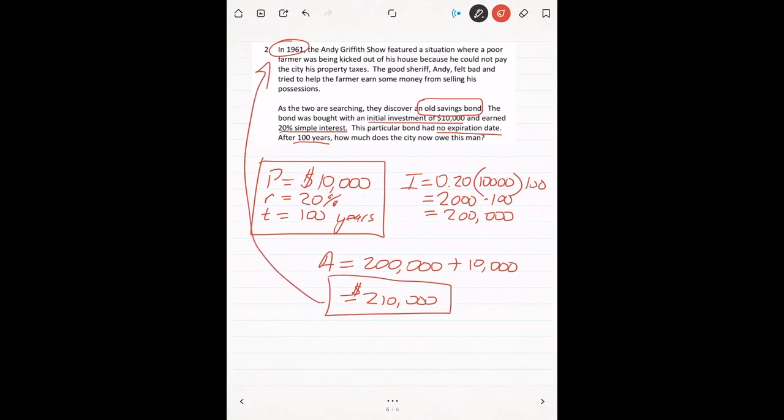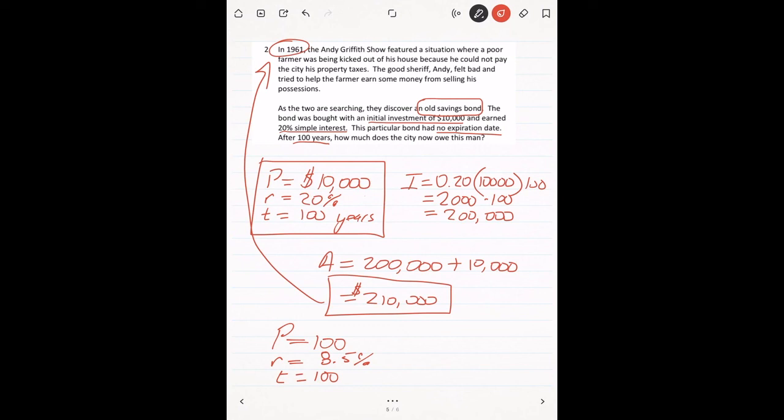If you watch that video of this episode, you'll notice that this wasn't the exact problem that they had. In actuality, if you watch the episode, and I believe it's titled Mayberry Goes Bankrupt, in case you're curious, you'll see that the bond itself is actually bought for $100. So the principal in the actual episode is $100. And the rate is 8.5%. The time is still 100 years. It's been 100 years that this bond has been maturing.